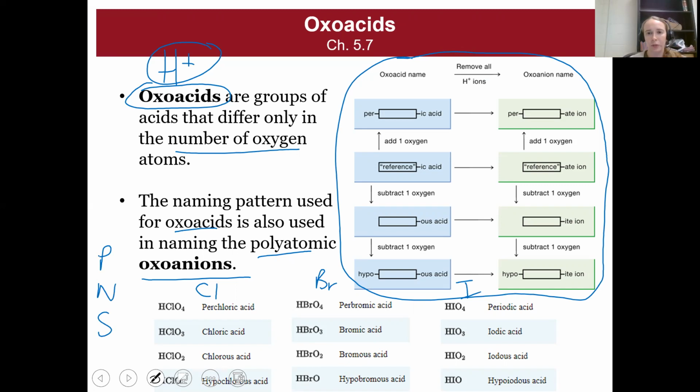I'll show you how to use this little graphic here. So for example, I'm going to start with the 8. So the 8 is kind of the basic one. That's the one that I told you to remember for everything: phosphate, nitrate, sulfate. So I'm going to start there. I'm going to do it with the chlorine-based ones though. So chlorate is ClO3.